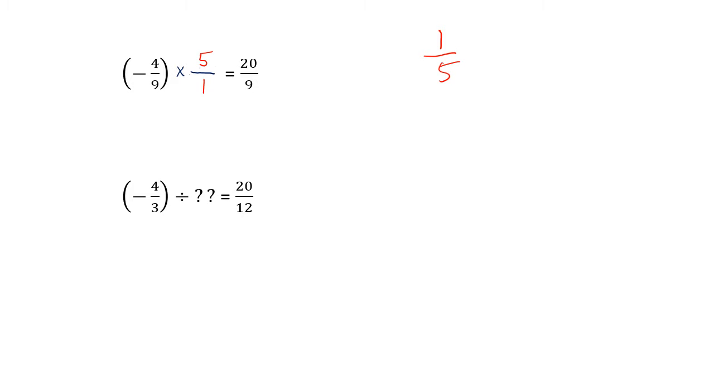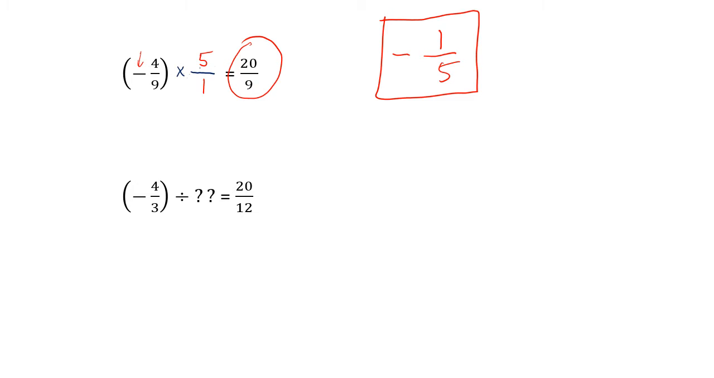Now, I forgot something, and I kind of purposely did because I'm hoping that you caught it too. Our answer is positive, and we have a negative symbol right here. So that means this number must be negative, because a negative and negative equals a positive answer. So our answer is negative 1 over 5.